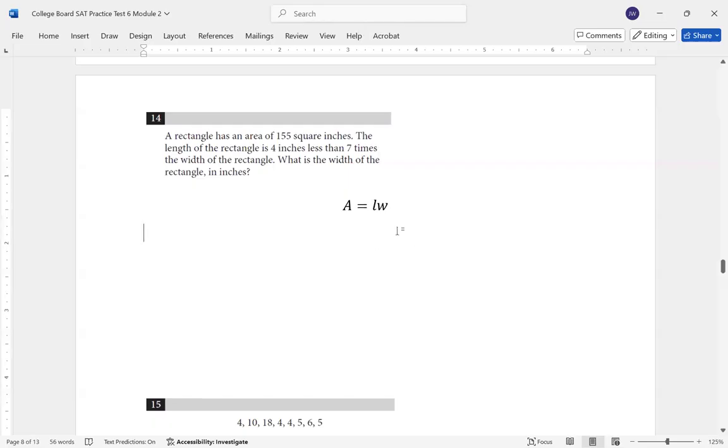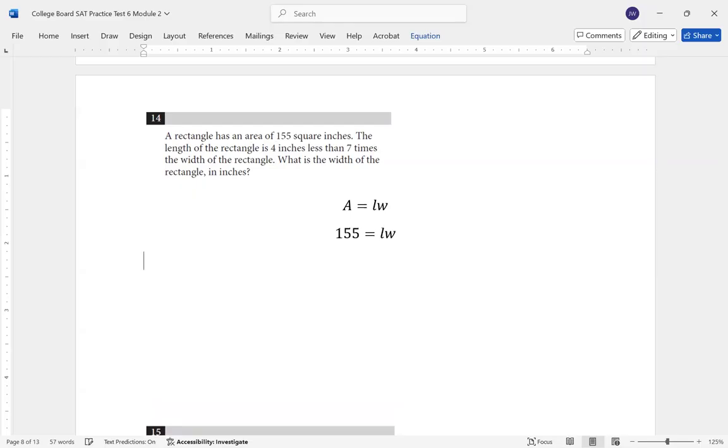So here we go. So we know the area is length times width. We also know that the area is 155. So 155 is going to be the length times the width.